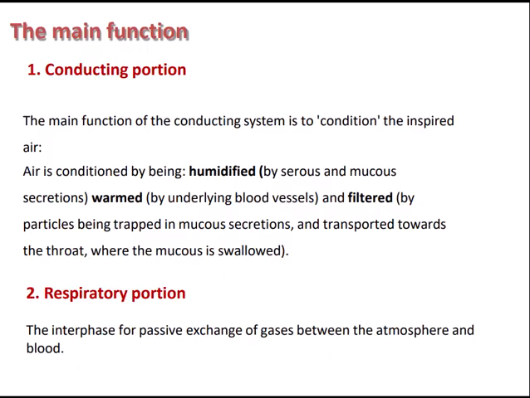The respiratory portion includes respiratory bronchioles, alveolar ducts, and alveoli. The type 1 pneumocyte is a simple squamous cell, very thin and ideal for gas exchange in the alveoli. The type 2 pneumocytes are cuboidal cells, which secrete surfactant to reduce surface tension.